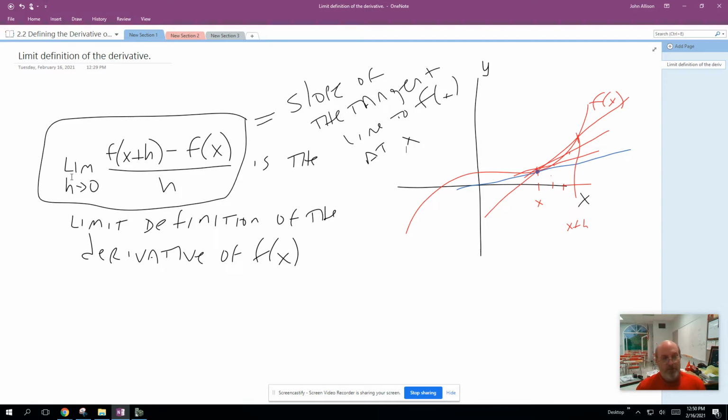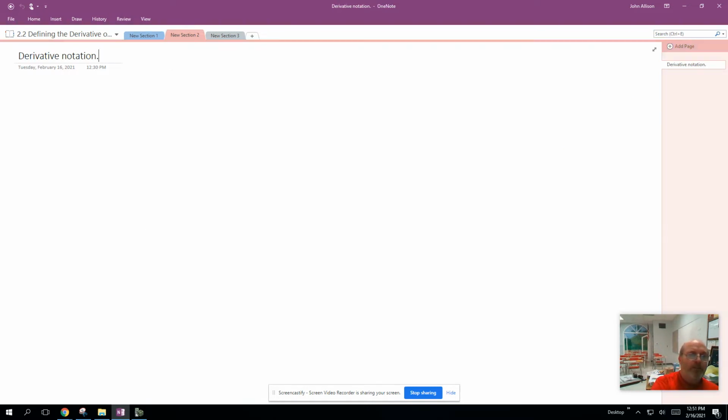In order for that tangent line, the slope of that tangent line, to exist, this limit has to exist, which means, as we talked about last unit, that the limit from the left has to equal the limit from the right. And to be differentiable at a point, the function value has to equal that also. It's called continuity. We'll talk about that in a few days. But now let's talk about some notations for derivatives.